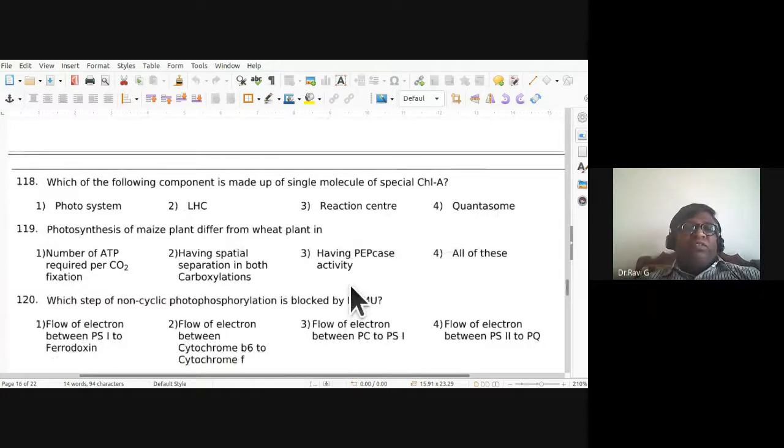Next question: which of the following components is made up of a single molecule of special chlorophyll A? Is it photosystem, light harvesting complex, reaction center, quantasome? So the answer should be the reaction center. The answer is 3, reaction center.